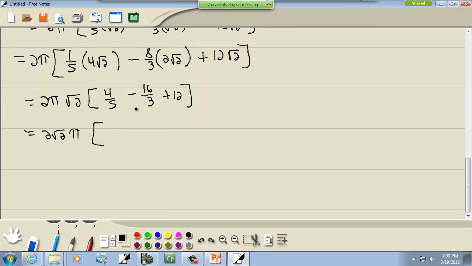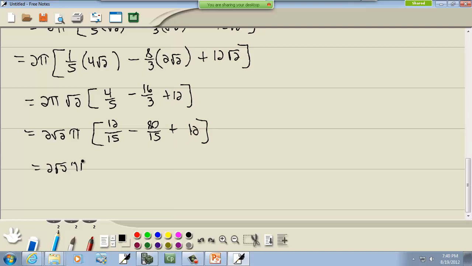Which gets a common denominator, 15. So multiply the bottom part by 3, this becomes 12. Minus, multiply the bottom part by 5, 80. Plus, I'm just going to say 12. I'll handle that as a mixed number.